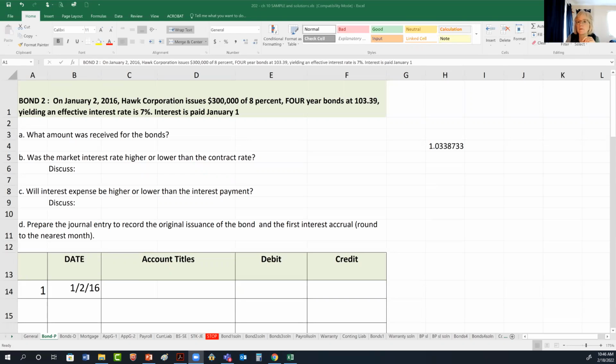So, all right. Hawk company issues 300,000 of 8% 4-year bonds at 103.39, yielding an effective interest rate. So when you see the words effective interest rate, in your mind think market. Okay. The market interest rate of 7%. Interest is paid January 1. Okay. So what did they get for the bond?